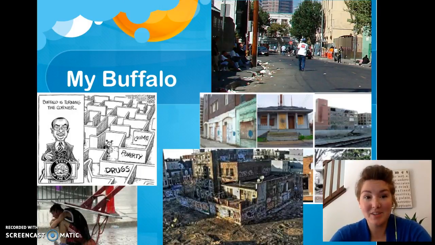This is my Buffalo, right? So this is the Buffalo that I remember, the Buffalo that I definitely grew up in. So we have the mayor in our right-hand corner that says Buffalo is turning the corner, because we've had a long history of not the best reputation. But then when they say we are turning the corner, what corner are we turning? Is it drugs, poverty, crime? So I want you to take a few seconds to jot some ideas about this particular Buffalo.